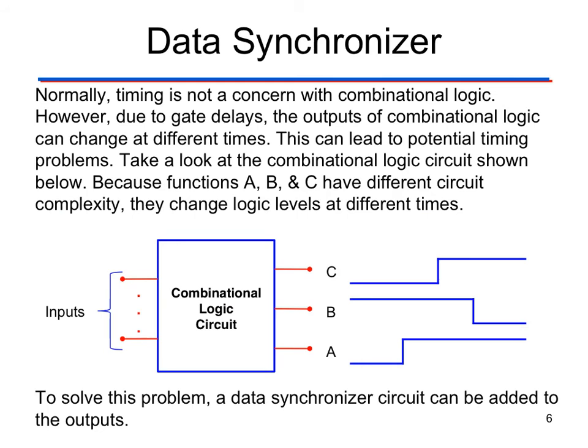Okay, a data synchronizer. With a data synchronizer, it's basically what it sounds like. Everything's going to be synchronized together. Now, when you deal with combinational logic, that's ANDs, ORs, inverters, NANDs, NORs, and all that stuff, normally you don't really care about timing. However, there might be some situations where you want all of your combinational logic to output at the same time, and you may use a data synchronizer. It's a really simple concept, and we're going to look at it in a minute.